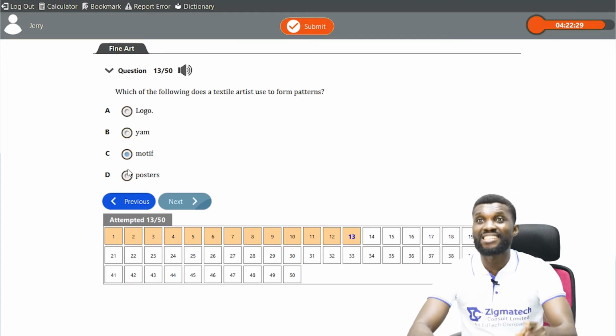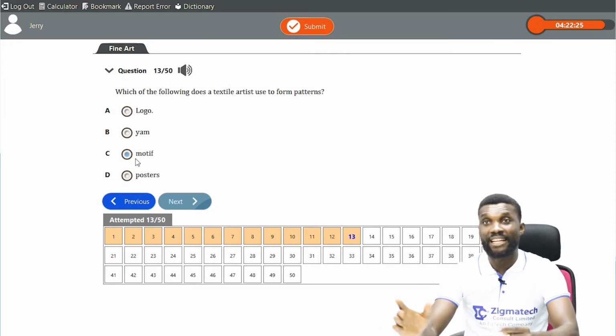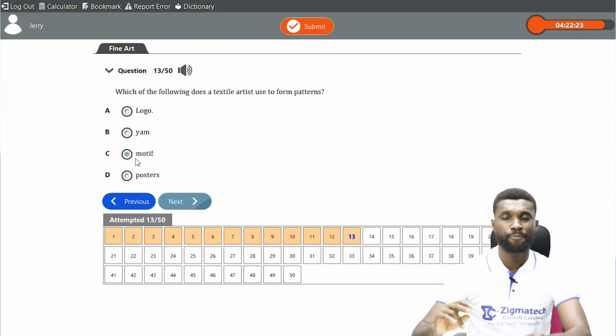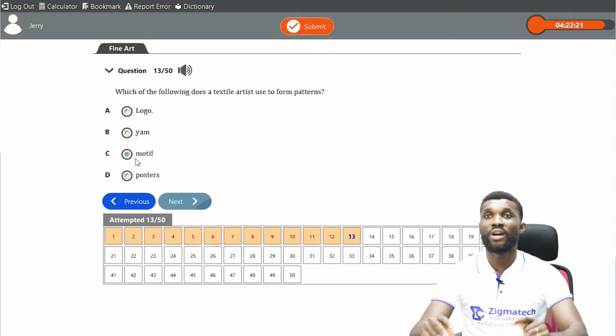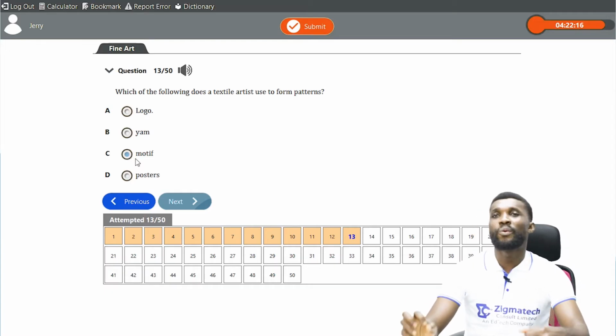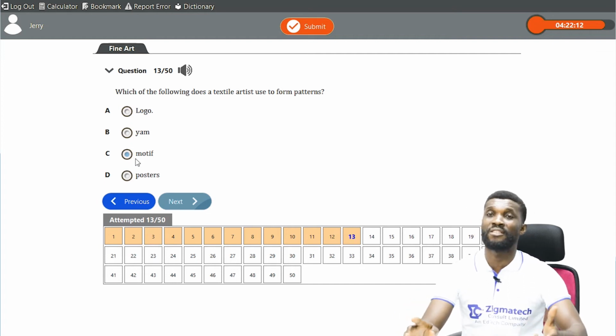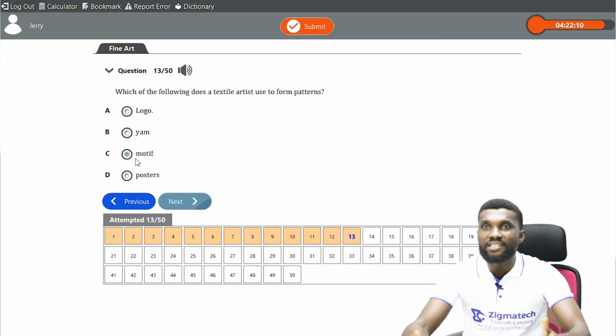However, textile artists use motifs to form patterns. Like I told you initially, we have different patterns. We have the all over repeat pattern, the full drop, the half drop, the diamond repeat pattern, and the bricks repeat pattern.